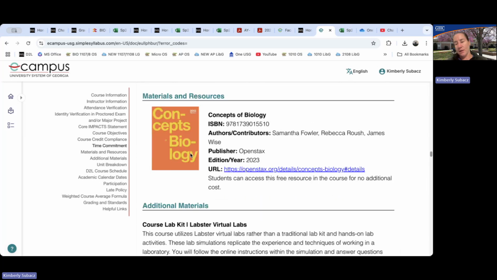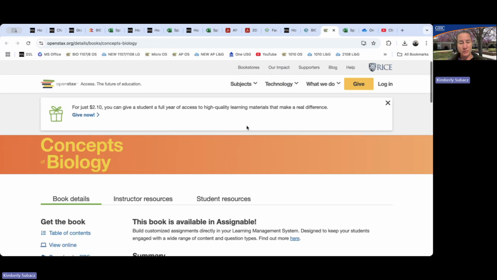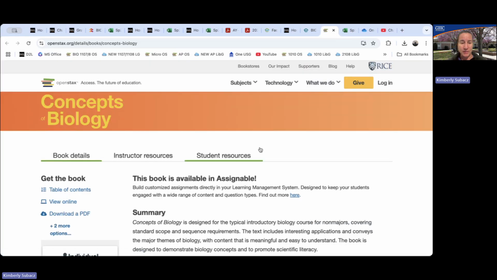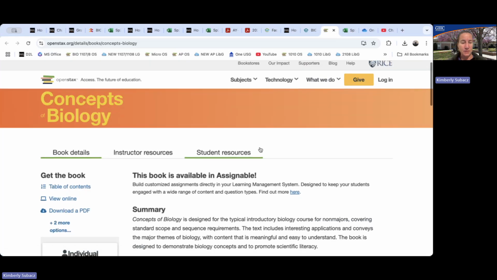Your textbook. For this class, we are going to use the Concepts of Biology. It is an OpenStax free OER textbook. So this is free. You can link to it right here and it'll take you to the webpage for it. Just pop it up real quick. I love OpenStax. We use it at GHC too, so all of our students in biology don't have to pay for any of their textbooks.